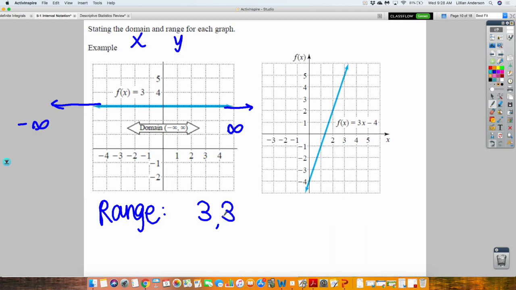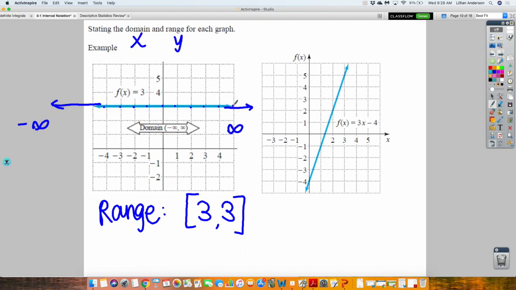Would that be square brackets or parentheses? Good question. It is actually square brackets. Because isn't 3 defined at every single one of these points that I'm plotting on this line? Yeah. So if it's defined, you put the square brackets.